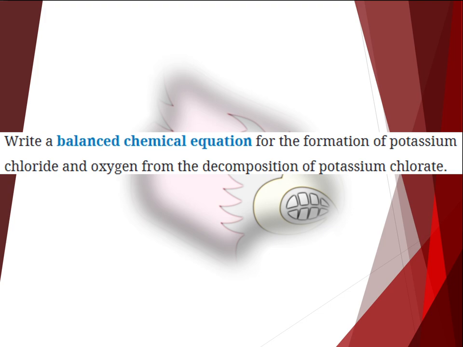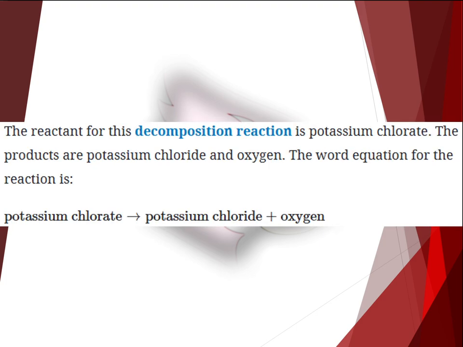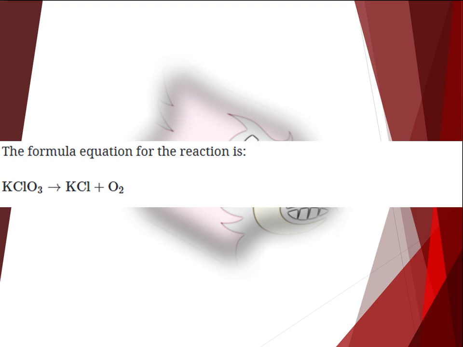Sample problem. Write a balanced chemical equation for the formation of potassium chloride and oxygen from the decomposition of potassium chlorate. So the reactant for this decomposition reaction is potassium chlorate. The products are potassium chloride and oxygen. The word equation for this reaction is potassium chlorate reacts to form, or decomposes into, potassium chloride and oxygen. The formula equation for this reaction is KClO3, arrow, KCl plus O2.